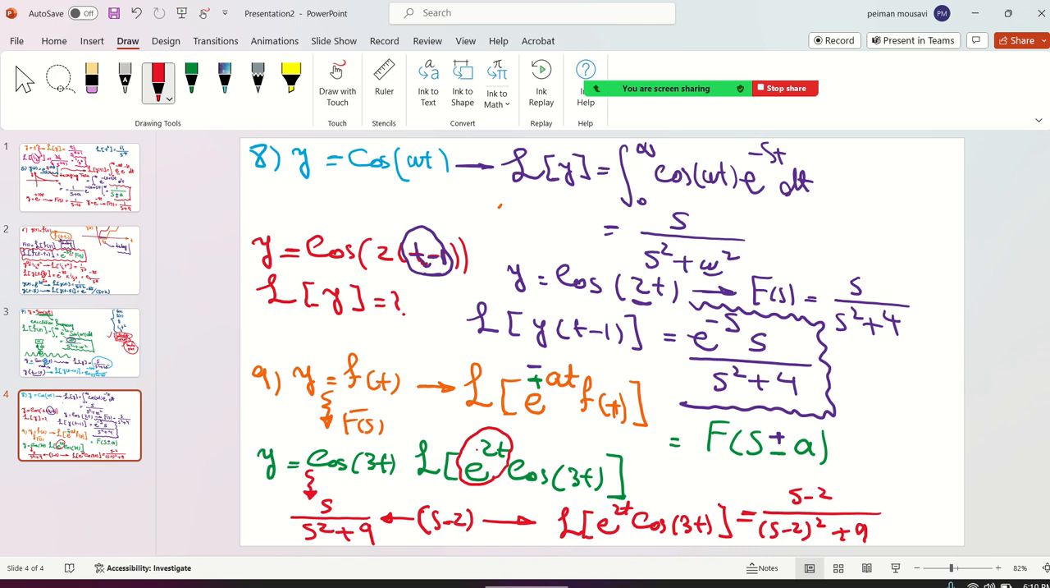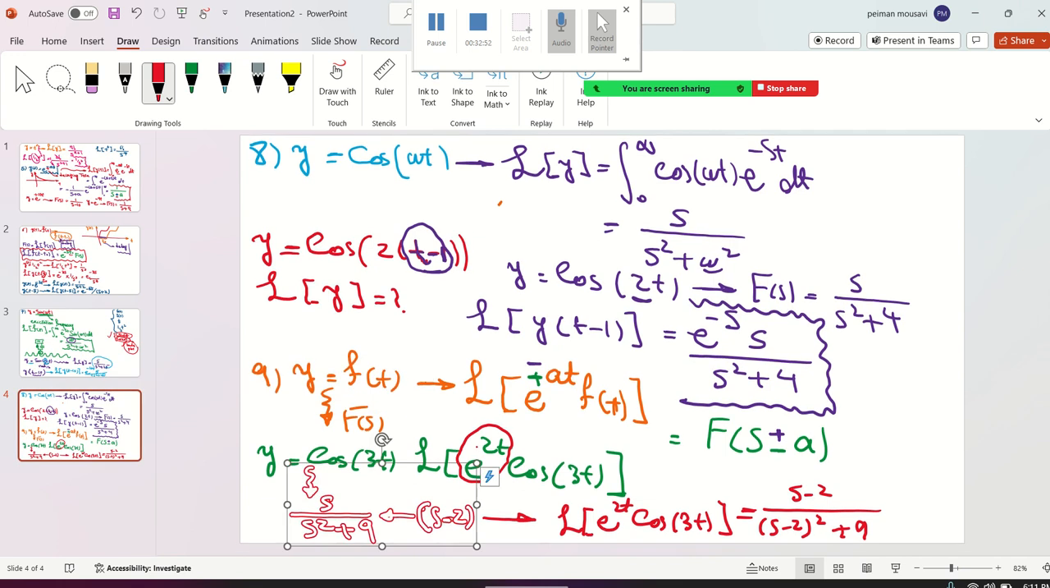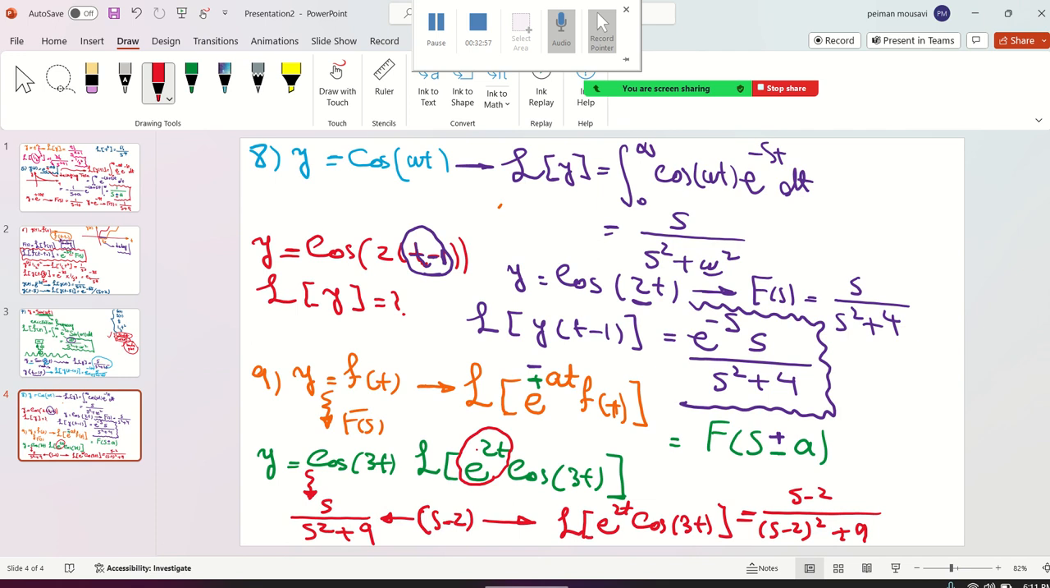Clear, everybody? Yes? Everybody clear? Yeah, so see, when the Laplace of f of t is F of s, if you multiply by an exponential term, what happened?